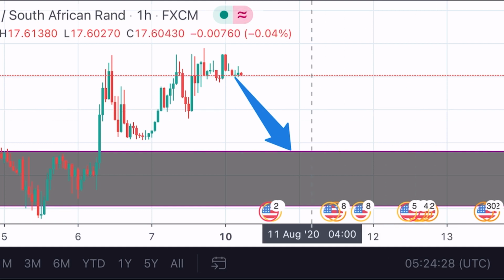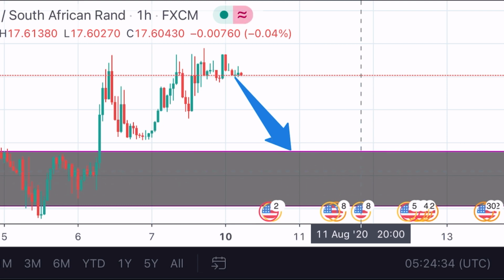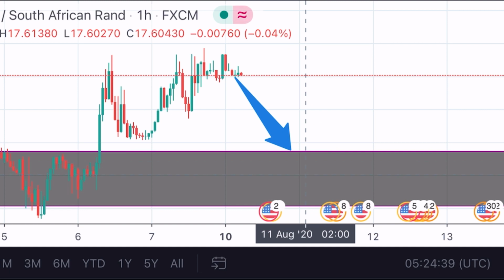So if we get back to the support zone here and we see a rejection, that can be in the form of a hammer or pin bar candlestick formation, then you know that the price is gonna go bullish. That's where you're gonna enter into strength.